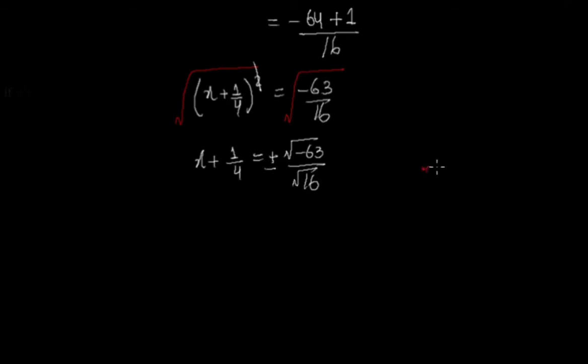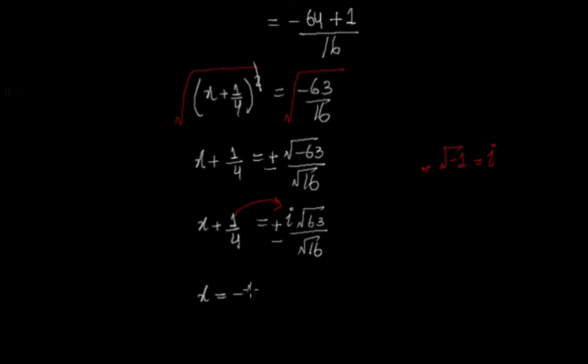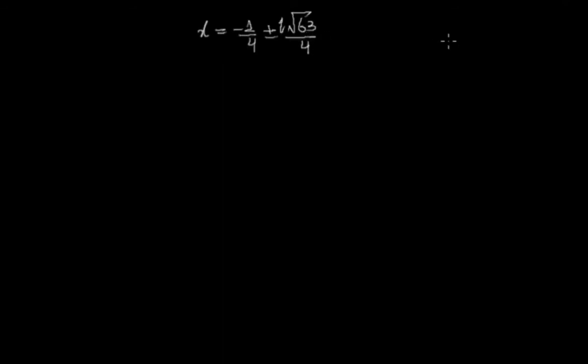And we know that the square root of negative 1 is equal to the imaginary number i. So we can also write it as i times the square root of 63 over the square root of 16, with positive and negative sign. And on the left hand side we have x plus 1 over 4. Now we want to isolate x, so we move this term to this side. So it becomes. It's 4 because the square root of 16 is equal to 4.